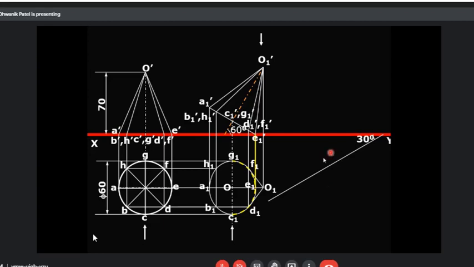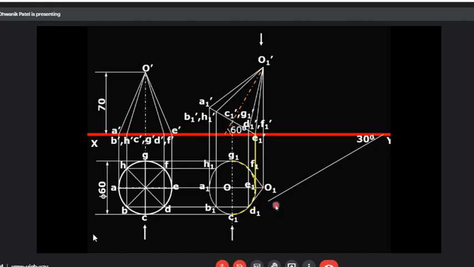Now on this inclination line, another thing is given: the apex is nearer to the vertical plane. So what is your apex point here? The O1 point. So the apex should be nearer to the XY line. Apex nearer to the vertical plane means the apex should be nearer to the XY line, so your O1 point should be nearer to the XY line. Understand? Sir, can you please repeat again?